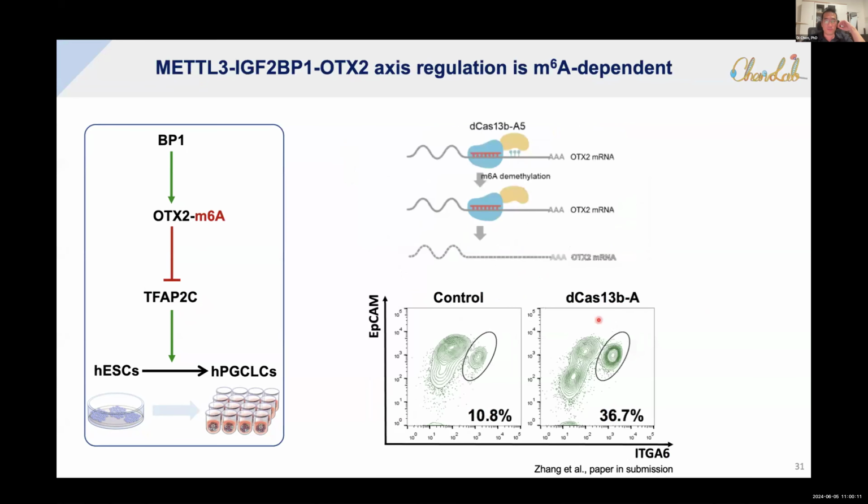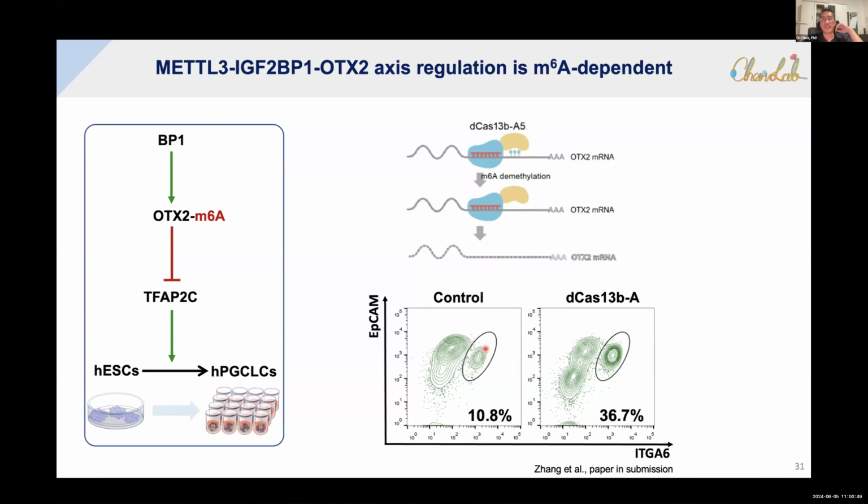And lastly, we try to prove by more evidence that indeed BP1 regulates the M6A modified OTX2 to regulate this process by designing dCas13B experiments. So we use the M6A eraser, ALKBH5, and fuse it to dCas13B, and then use the gRNA to push this complex into the OTX2 specifically. This means that using this tool, we remove the M6A in OTX2 mRNA specifically, and we try to examine what happened to the germ cells.